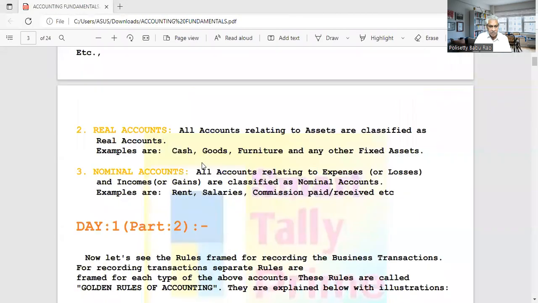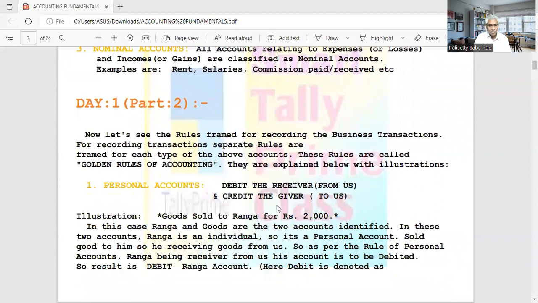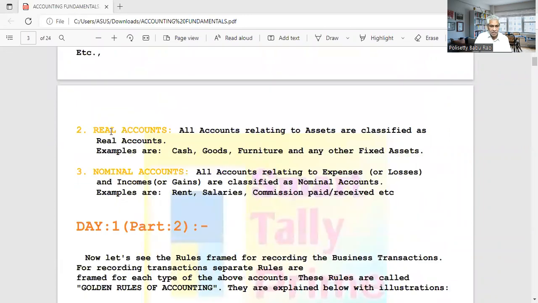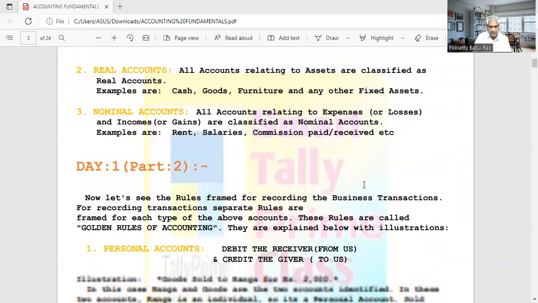Okay, so with this, we will enter into the subject. We will share the screen now. See, yesterday we finished part 1 of day 1, and today we are going to take up part 2 of day 1, because it is a lengthy video. That's why I divided it into two parts. Now we understood yesterday what the types of accounts are, and their meaning and examples.